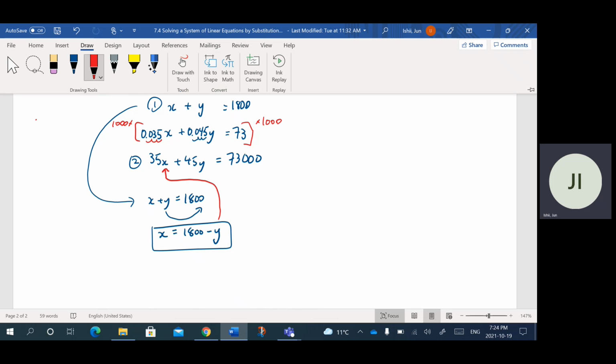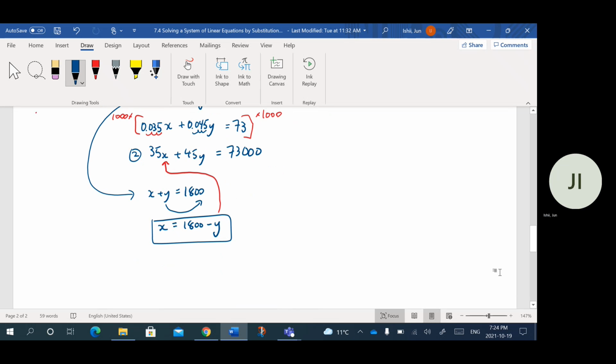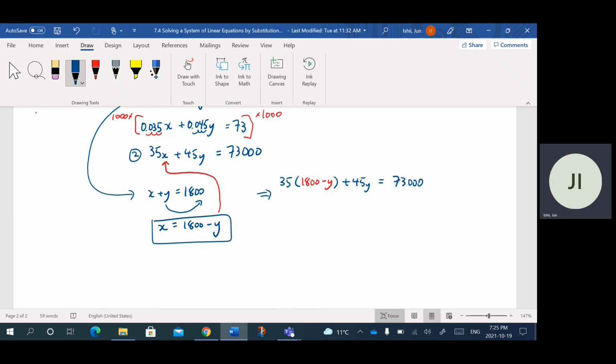The way that's going to look is, when I do this, we're going to end up with 35 times, and so x is 1800 minus y. I'll write that in there. 1800 minus y plus 45y equals 73,000. All right, so we need to solve for y. Notice that there are no x variables here, which is good.